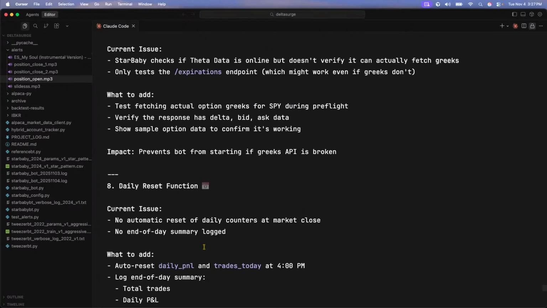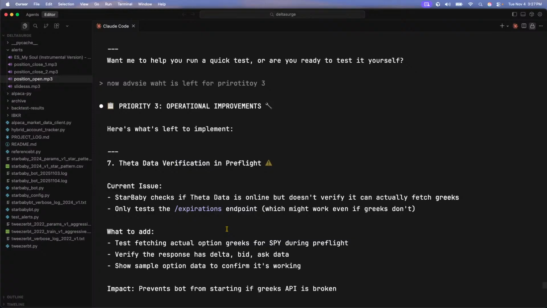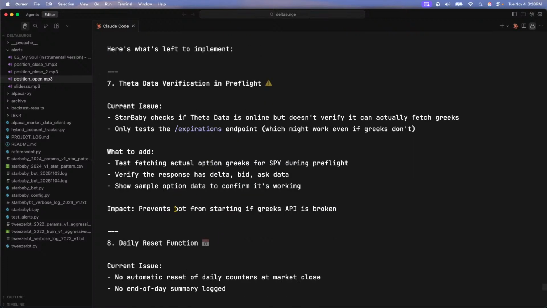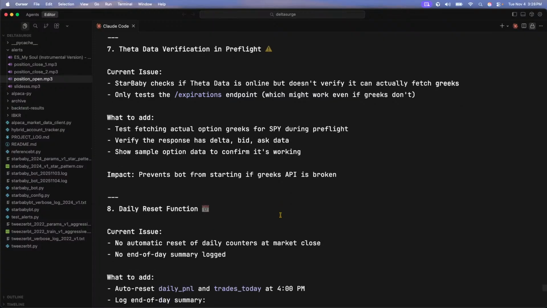Daily reset function automatically resets the daily counter at market close. Star Baby checks if data is online, but doesn't verify if it can actually fetch the Greeks. Only test is the expiration test, which might work even if the Greeks don't. Test fetching the actual option Greeks for SPY to verify, and then show a sample to confirm it's working. Prevent bot from starting if the API is broken.